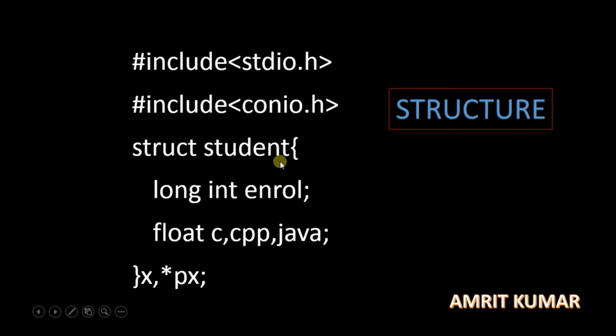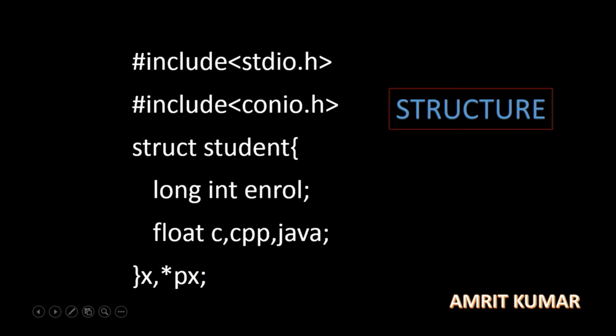It means it can access each and every data member of student, as well as px, which is a pointer, also accesses the student. It means it can access each and every data of a student. Then after that you need to specify the termination point, that is a semicolon here.